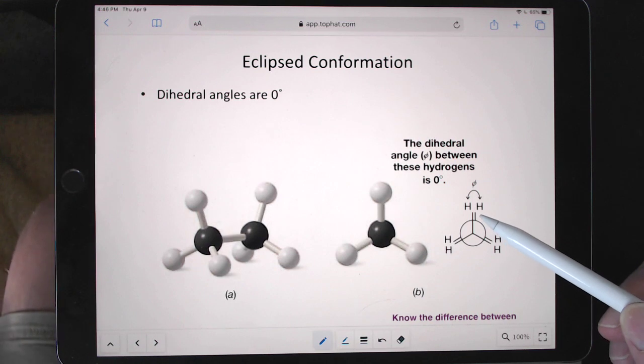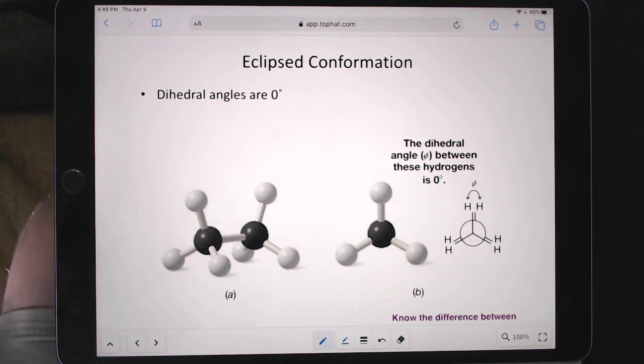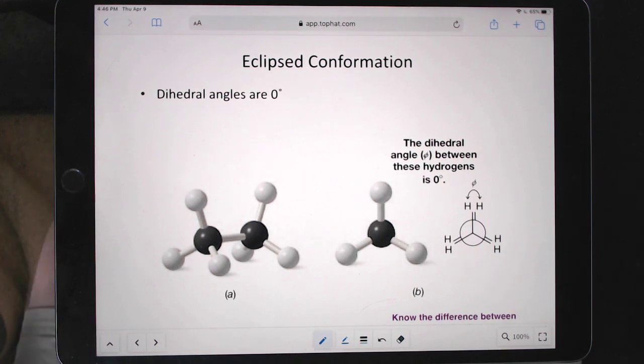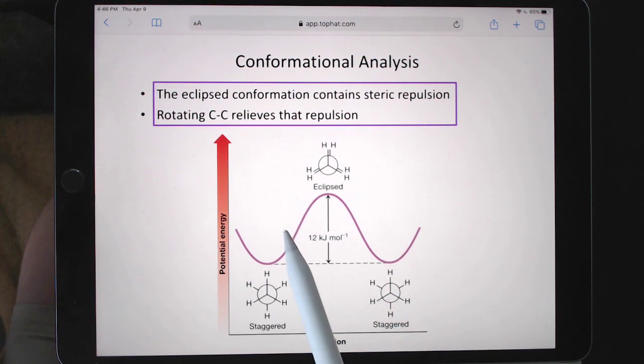That's typically drawn like this. You move it off to the side so you can see what is going on. When you see this form, it means it's eclipsing. So you need to know the difference between staggered and eclipsed.